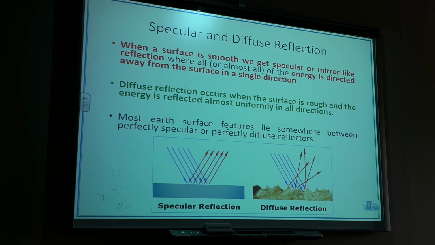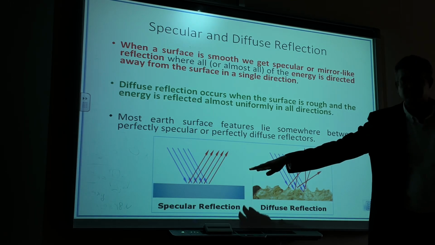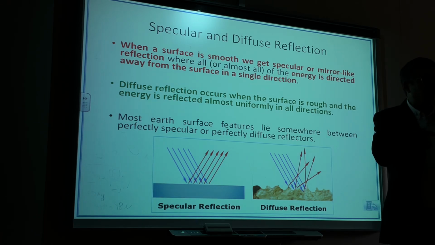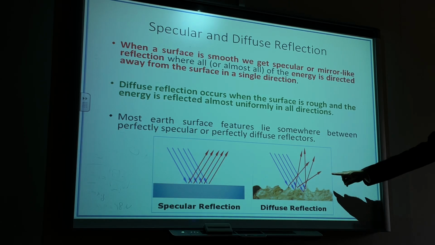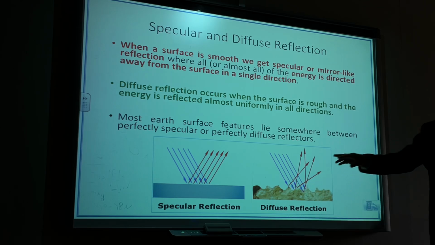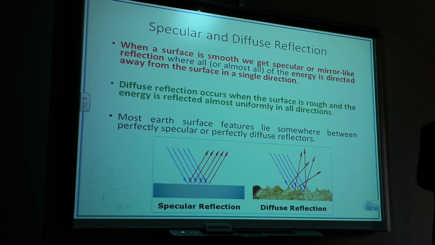Yes. In specular reflection, all the radiations are reflected in the same direction. And what about the surface? The surface is smooth, it is plain. So specular reflection normally takes place from smooth surfaces, whereas diffuse reflection takes place from rough surfaces, okay? Not smooth, it is rough, uneven surface. Mountains, of course, will be included in that.